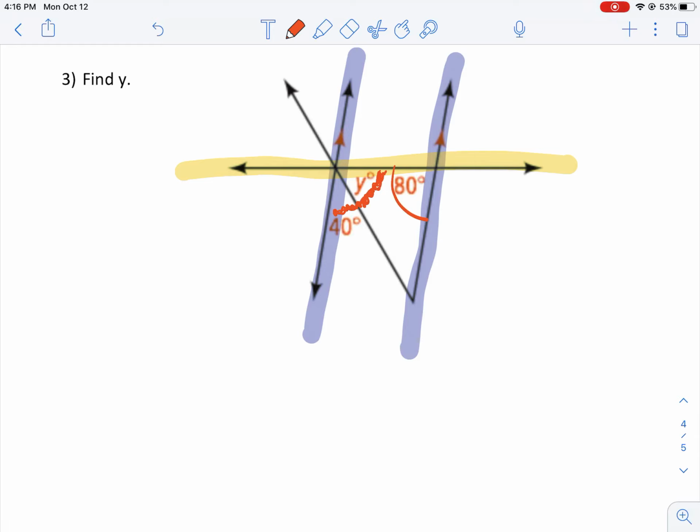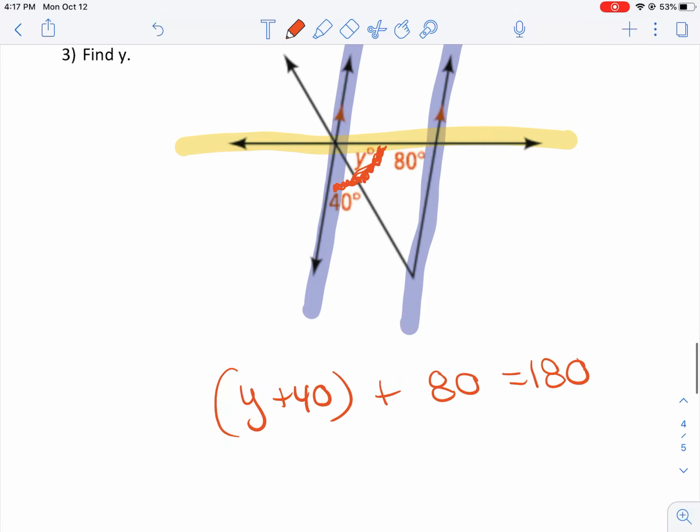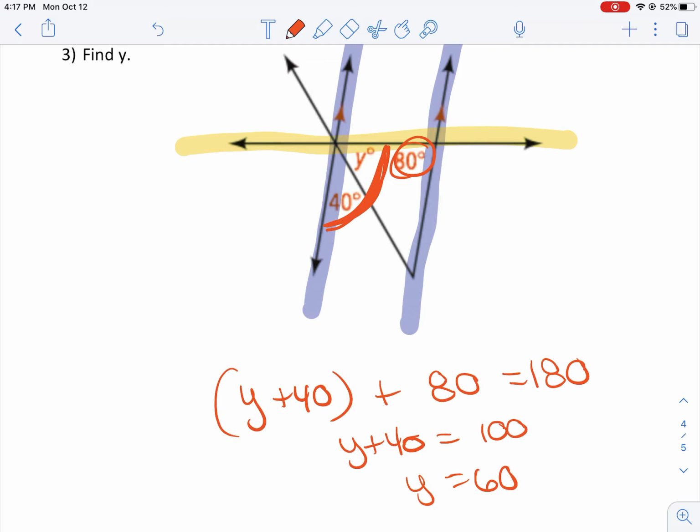So these two angles here, this whole angle and this 80-degree angle, are same side interior angles. And we know that when lines are parallel, same side interior angles are supplementary. So one of my angles is Y plus 40. That plus the 80 has to add up to 180. They are supplementary. So this is Y plus 40 equals 100. So Y equals 60. The key is to make sure that because I'm using these highlighted lines, I have to use this whole angle to be same side interior with this whole angle.